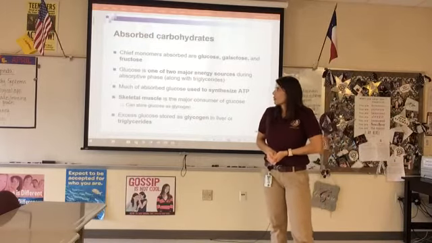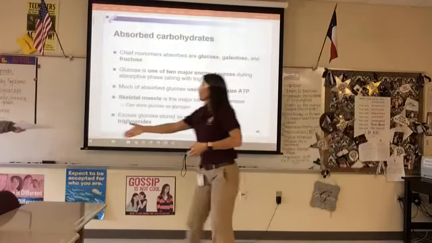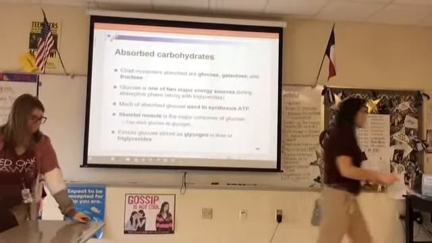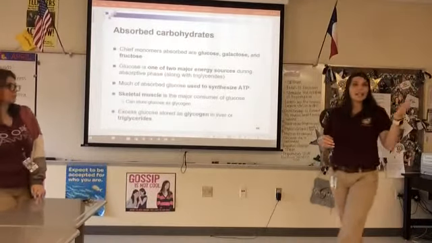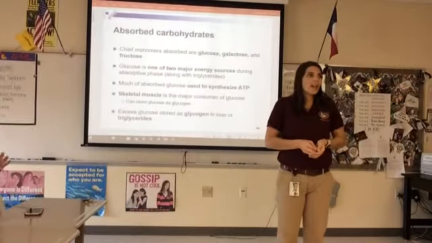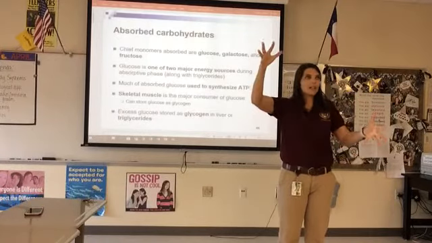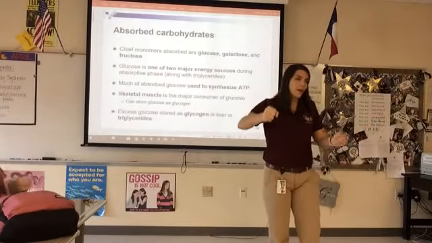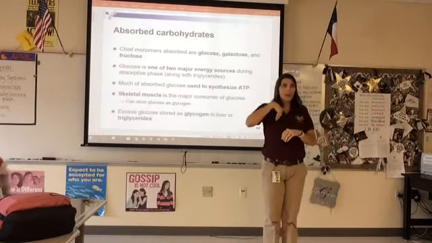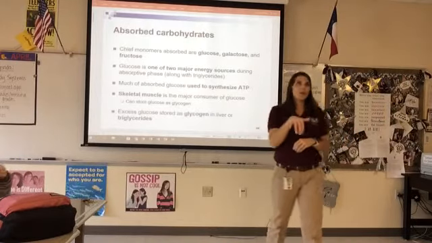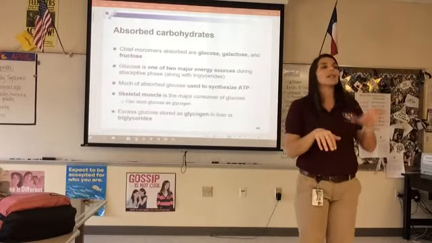Whenever your blood sugar levels get low, your body tells your liver, hey, I need sugar. The liver pulls that glycogen out, breaks it down, and releases that sugar into your blood. Okay? So when we eat food, specifically carbohydrates, we use our glucose first. What we don't use will store as glycogen.